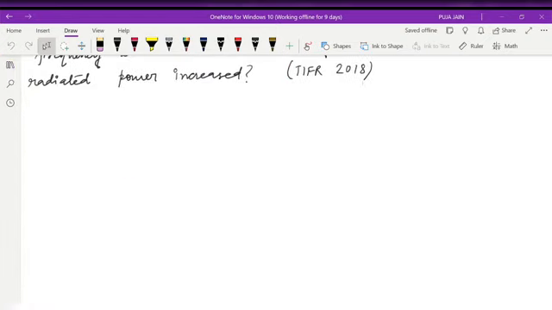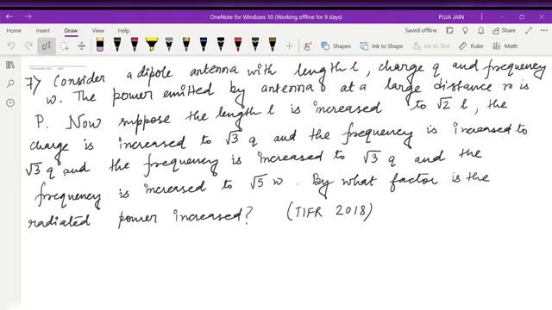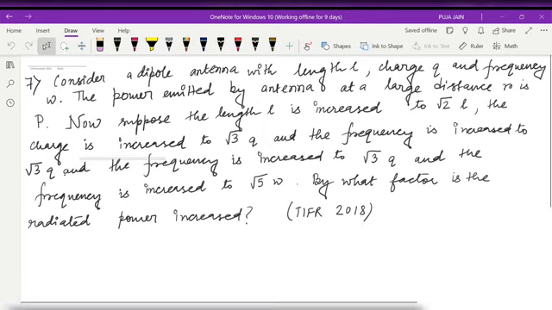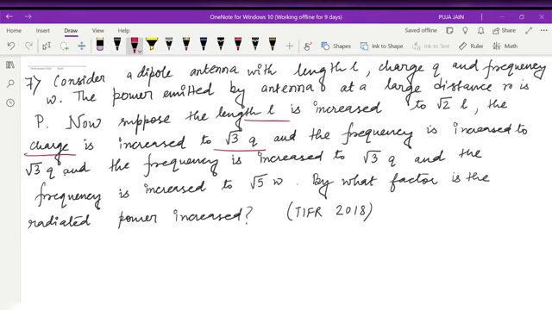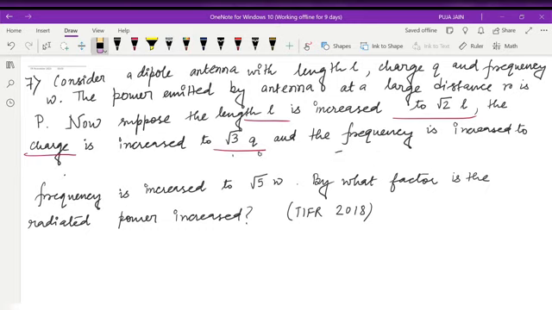Okay. So this is a TIFR question. Consider a dipole antenna with length L, charge Q and frequency omega. The power emitted by the antenna at a large distance. So this is basically a theory question. Now suppose the length L is increased to root 2 L, the charge is increased to root 3 Q, and the frequency is increased to root 5 omega. So by what factor is the radiated power increased?